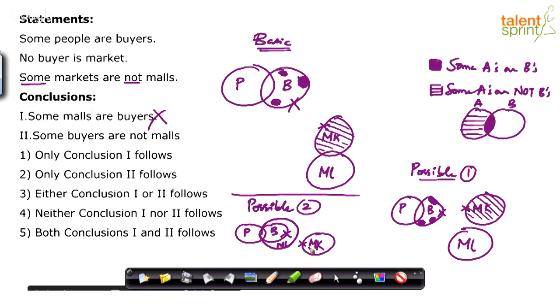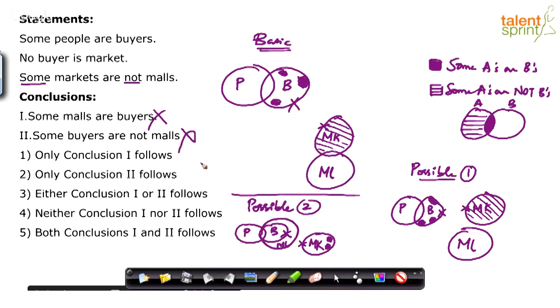Some markets are not malls. Yes, these markets are not malls. But in this possible diagram 2, you find that all the buyers are becoming malls. And if all the buyers are malls, can we say some buyers are not malls? Tell me one buyer which is not mall here. All the buyers are malls. Now the moment all buyers become malls, "some buyers are not malls" becomes false.